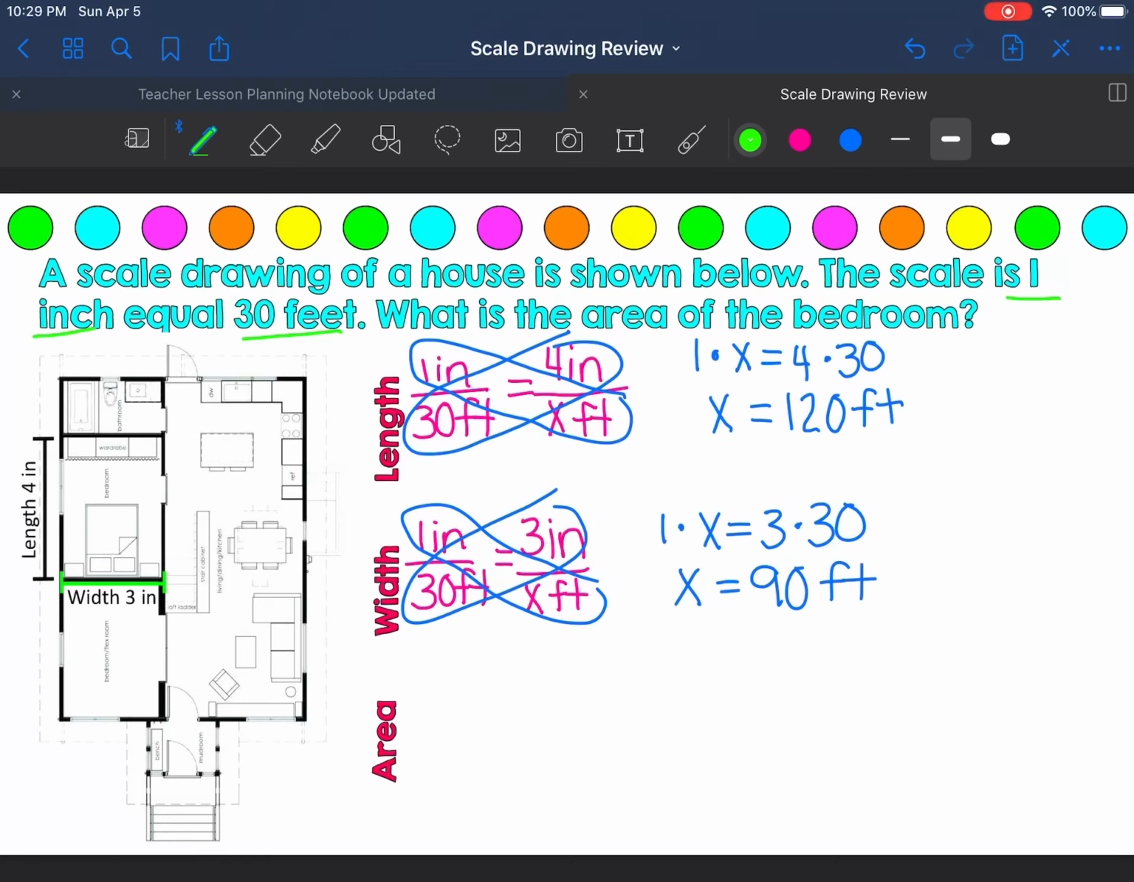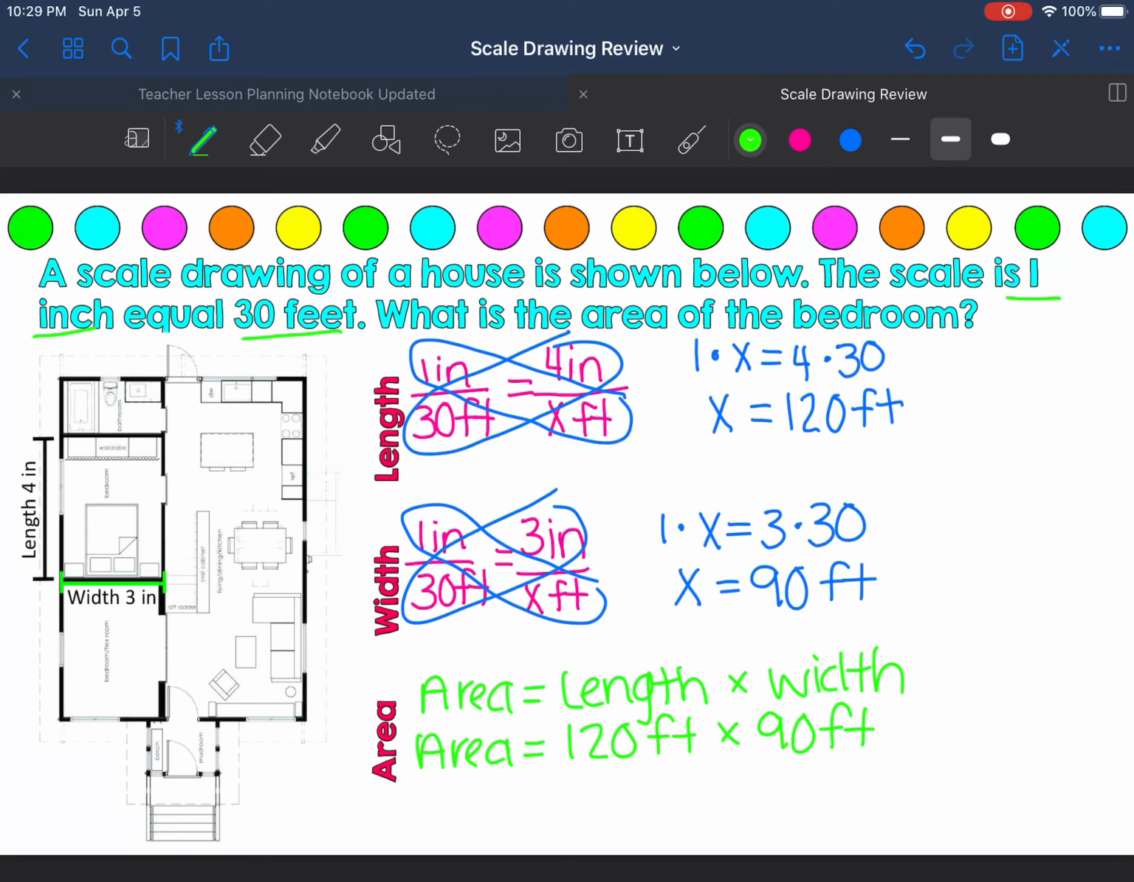Now, just going to take those numbers and substitute them into my formula. My formula is area equals length times width. And that's it, guys. So area equals my length, which is 120 feet, times my width, which is 90 feet. So I'm going to come over here off to the side. I'm going to do 120 times 90. And I'm going to show you a shortcut after I do this.